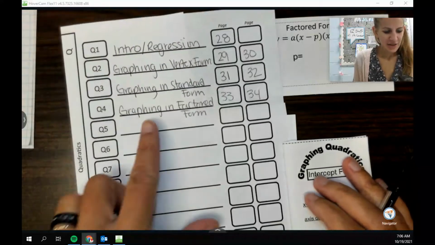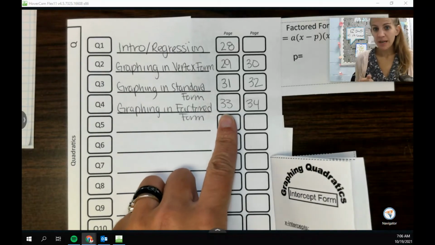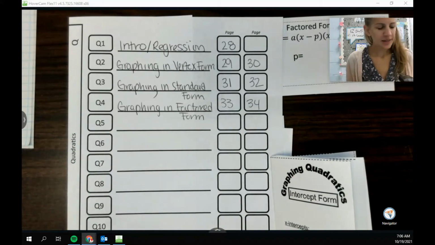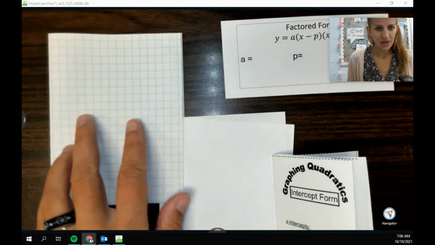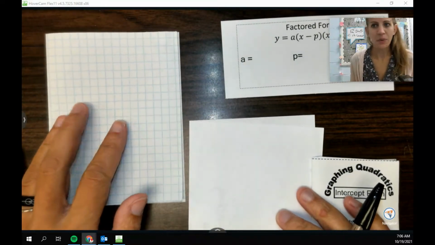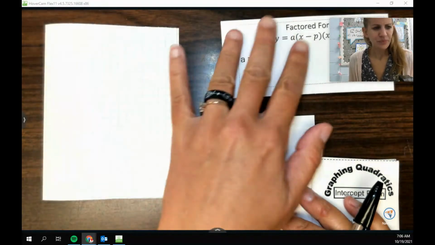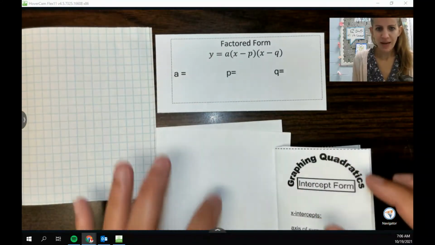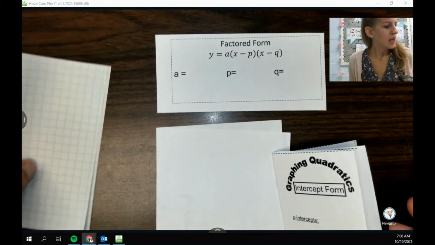Alrighty guys, so we're going to add to our notebook again, graphing in factored form. We're going to do that on pages 33 and 34. If you're going to set those up like I have them set up, on page 33 is just a little graph sheet of paper where we're going to do some extra examples, again, probably in a separate video. And then on 34, we'll have our form at the top and our book towards the bottom, and then you're going to want a little space right here to write out those instructions.